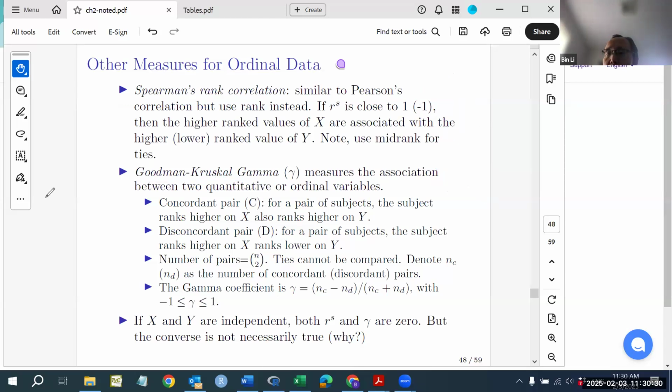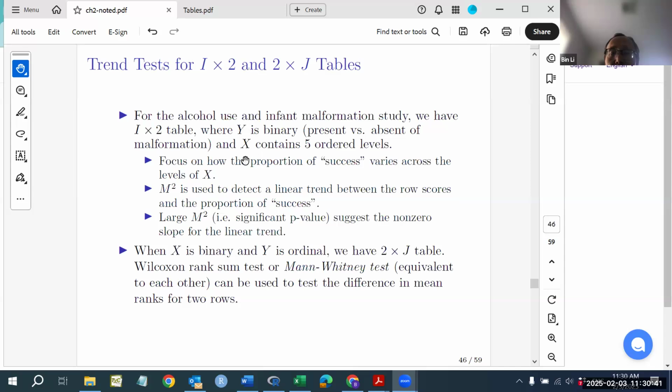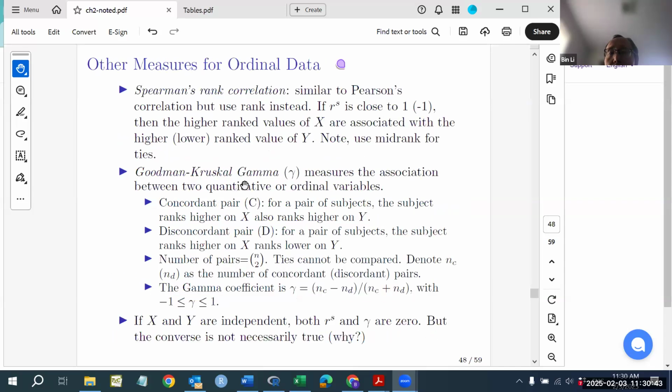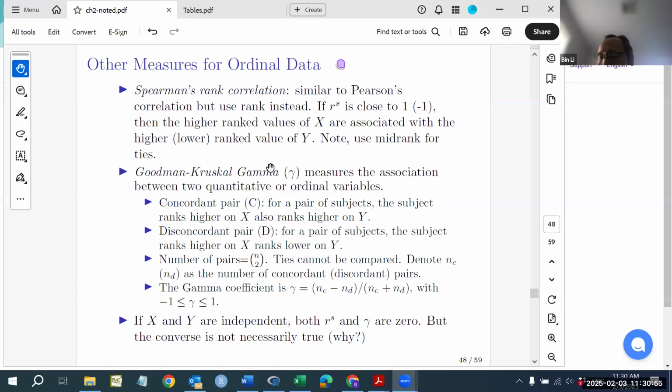But compared with these, we don't have a paired structure here. We don't have a paired structure here, right? And we don't have a paired structure here either. So you have to be very careful, okay? Different measures really fit different types of data. Any questions so far?